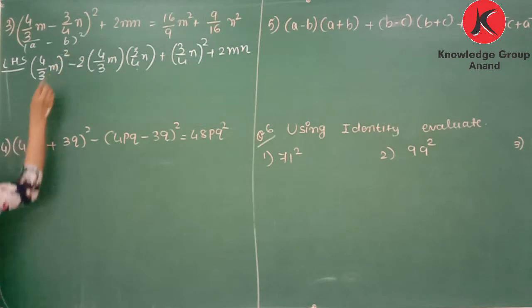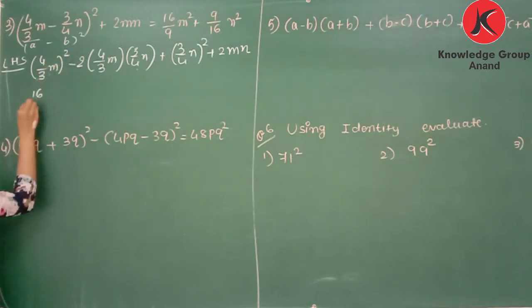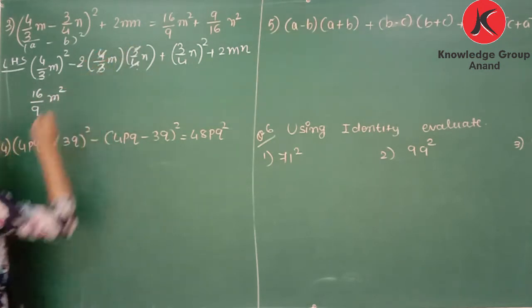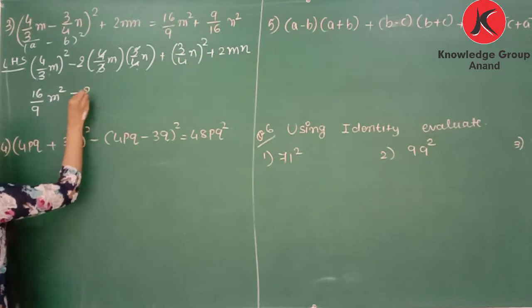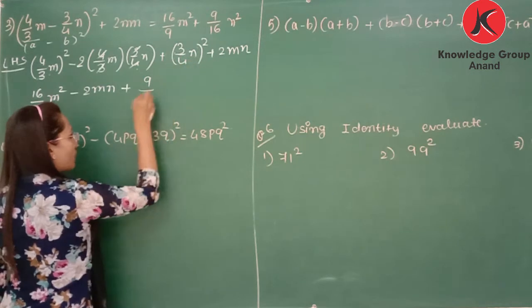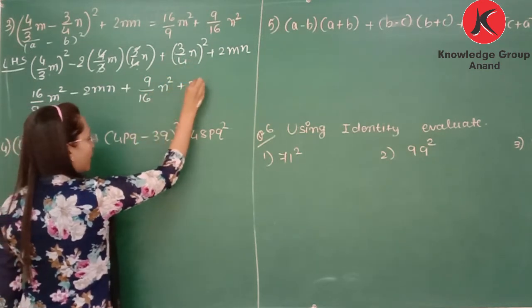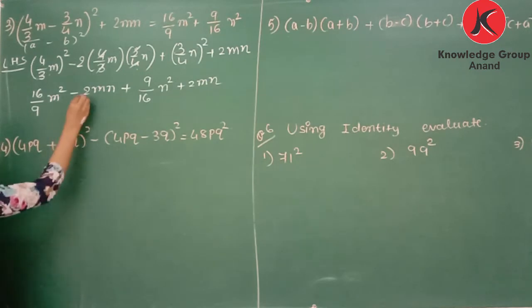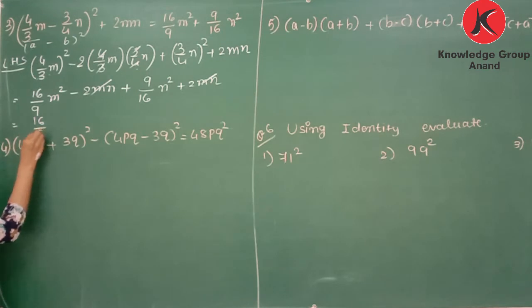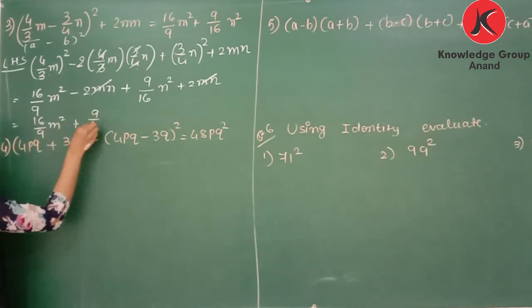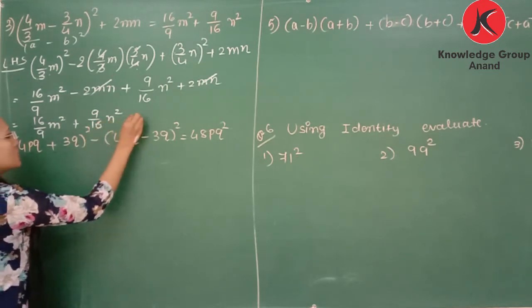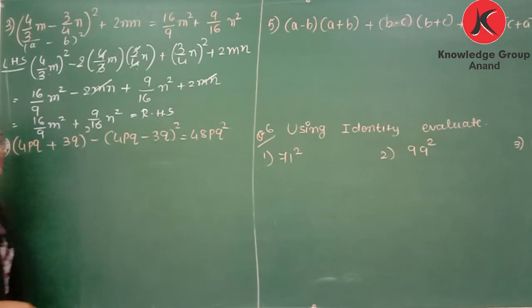Now 4 square is 16, 3 square is 9, n square. Now you can cancel out this 4. It is 2mn, so minus 2mn plus 3 square is 9, 4 square is 16, n square plus 2mn. Now here this is negative, this is positive, so cancel out. So remaining term 16 by 9m square plus 9 by 16n square. That is what you can see, this is our right hand side. So it is right hand side, means it is proved.